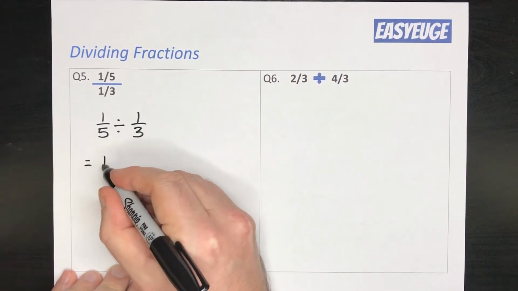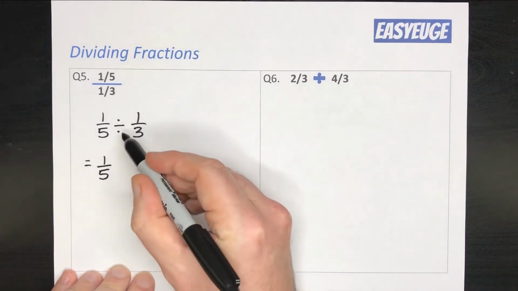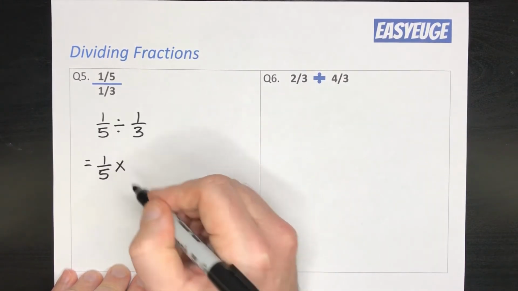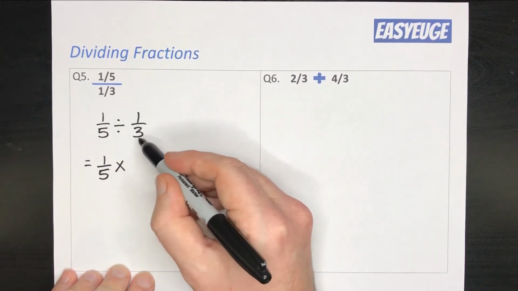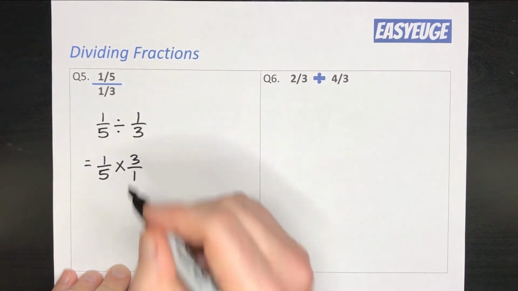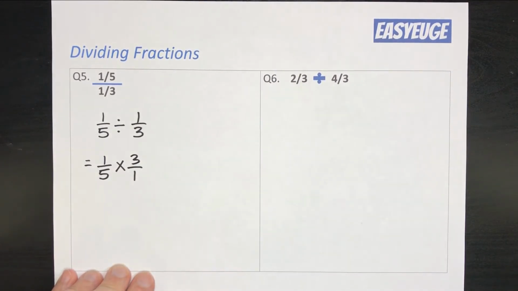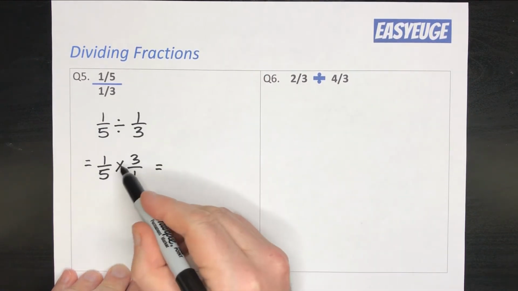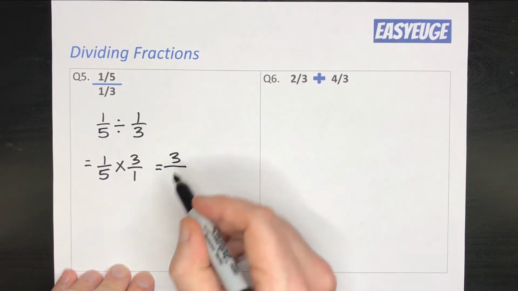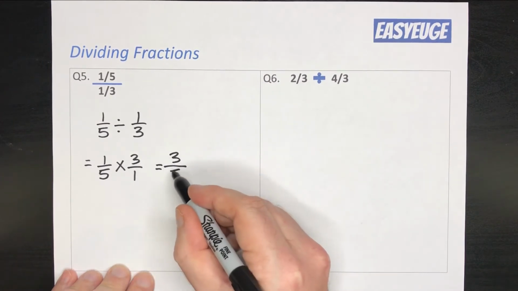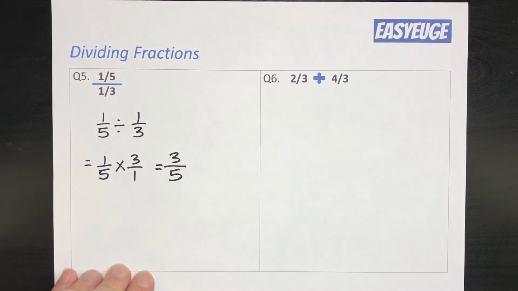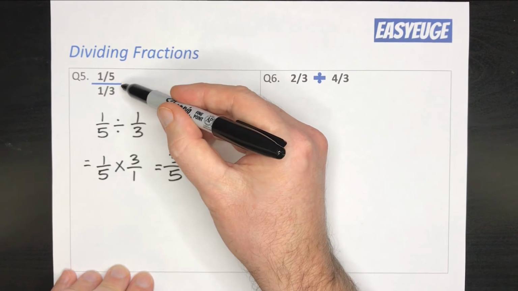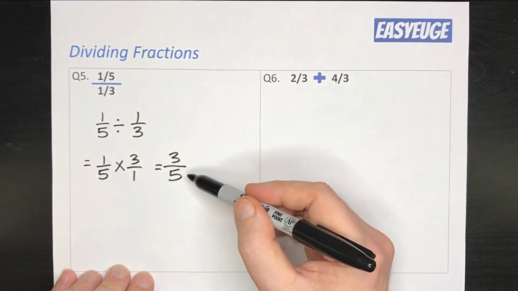Let's do that. So it's 1 over 5. Instead of dividing, we'll multiply. And instead of 1 over 3, let's make it 3 over 1. And now let's go straight ahead and multiply to get the answer. 1 by 3 is 3, and 5 by 1 is 5. So there you go. 1/5 divided by 1/3 is 3/5.